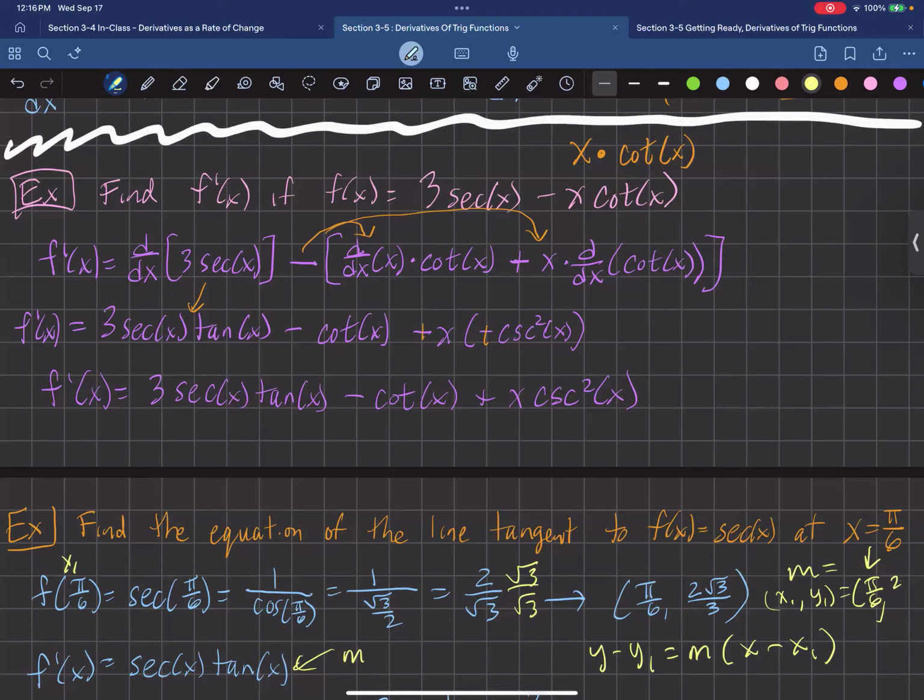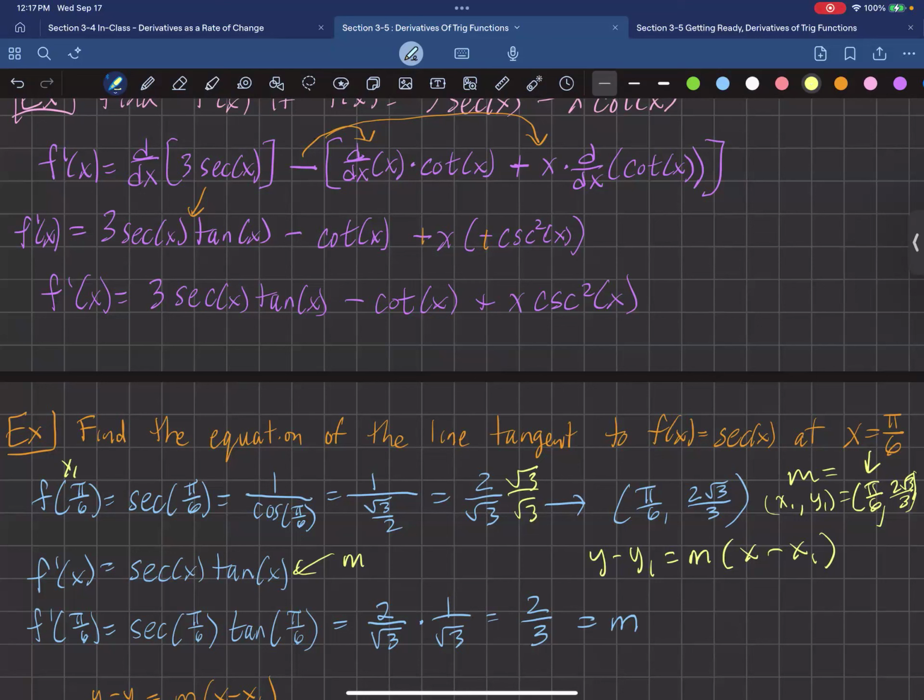We've got our point. We've got our slope. If we plug in pi over 6, we have secant pi over 6 times tangent of pi over 6. I left them unrationalized at first because I wanted to see if anything canceled, and it did. Secant is 2 over square root of 3, and tangent is 1 over square root of 3. So when I multiply them, the square root actually goes away, and I don't need to do the rationalizing. So m is going to be 2/3 there.